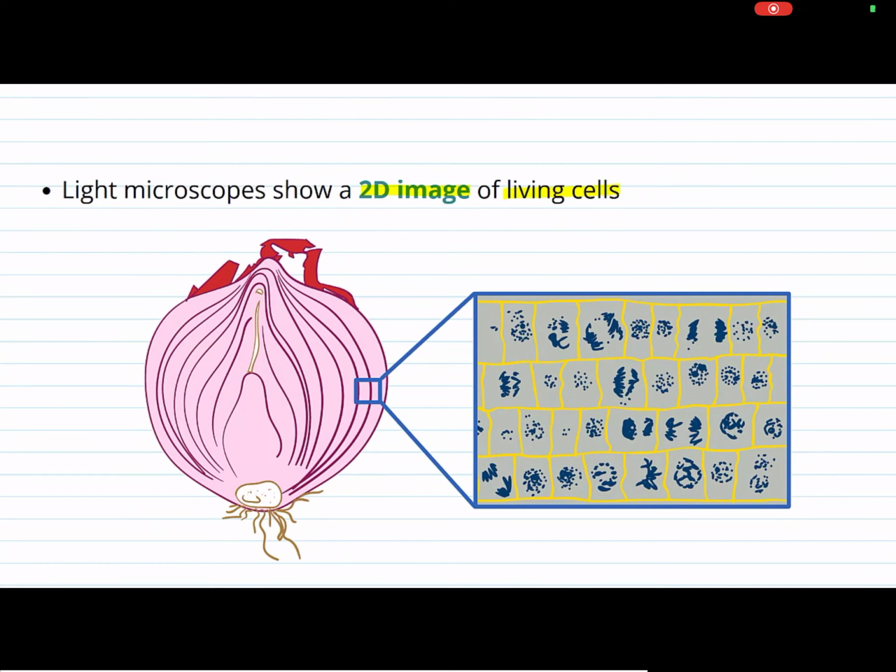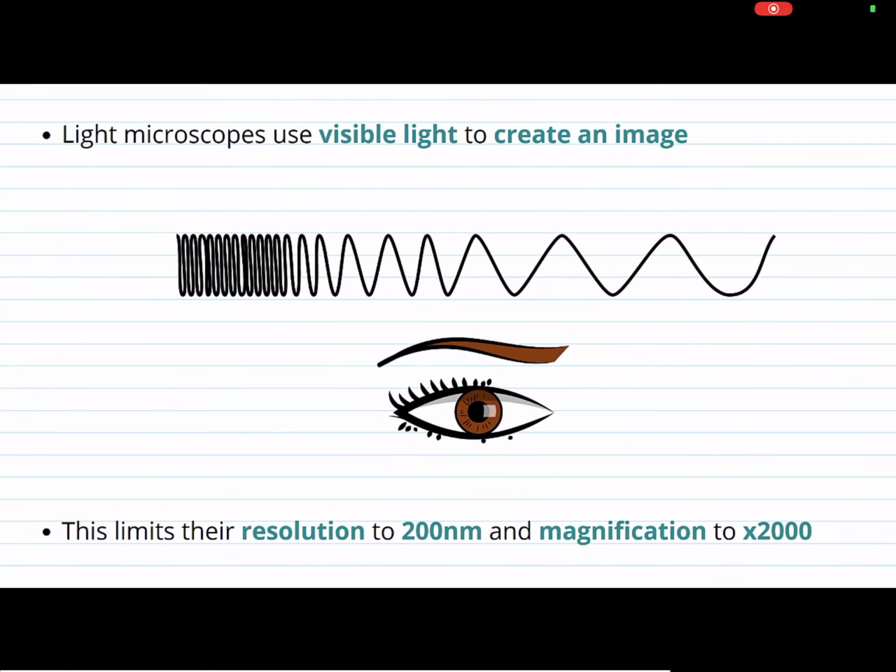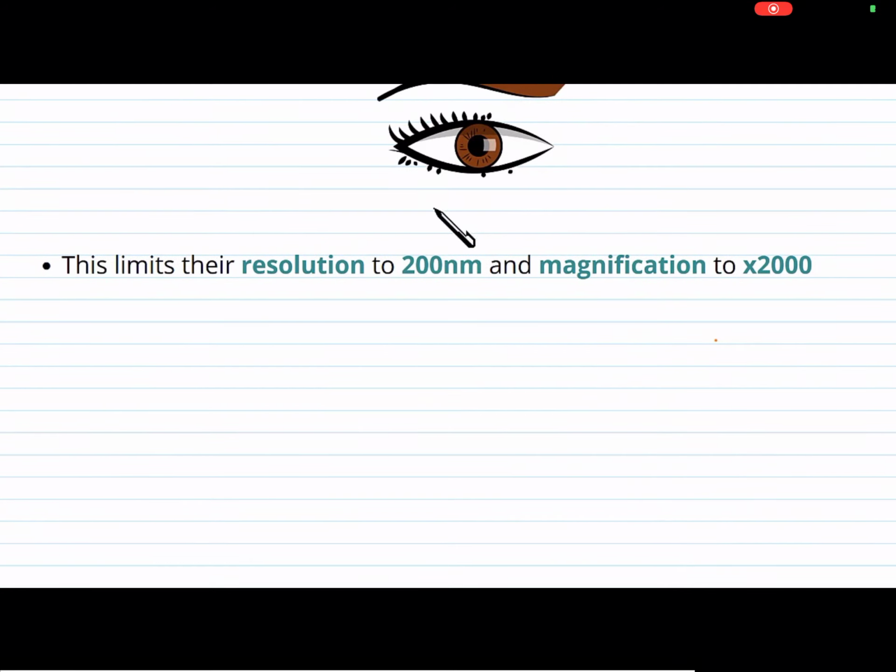Obviously you have to remember that cells aren't just squares or circles on a piece of paper. They're 3D objects, often in the shape of 3D shapes like polygons or cubes. So you have to be aware that this is just taking a slice through a 3D network. And the way they work is, because we said they had a light source, they use visible light in the spectrum to create an image. The human eye can only see visible light, which is a particular range of wavelengths in the electromagnetic spectrum. If we used other types of radiation, we would never see it. And because they use visible light, their resolution is limited to about 200 nanometers and their magnification to about times 2000.